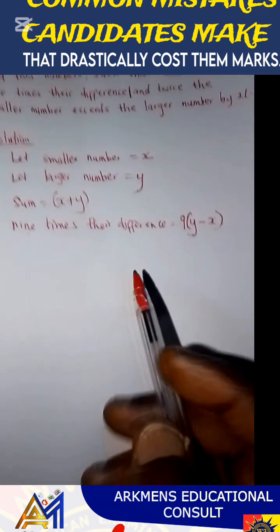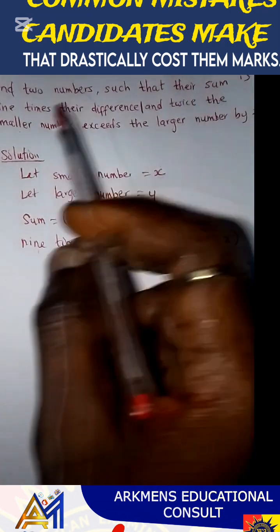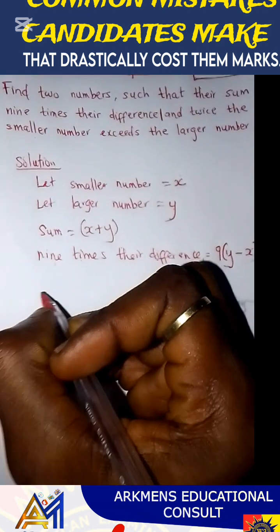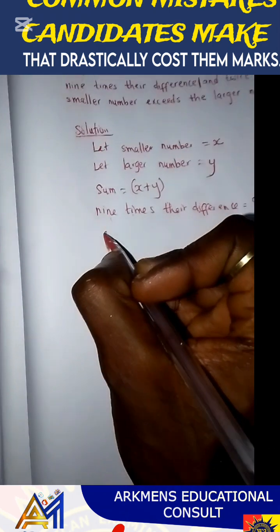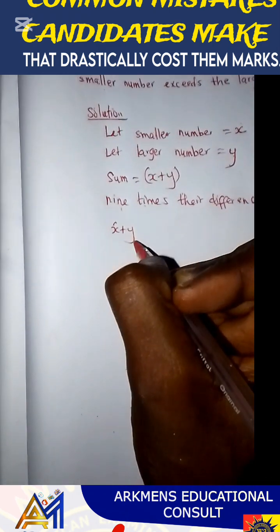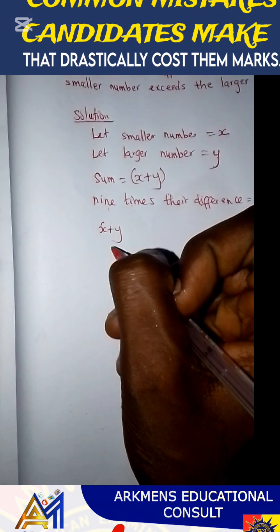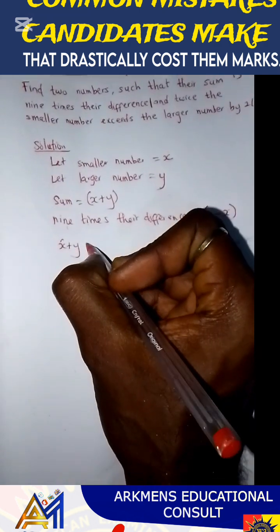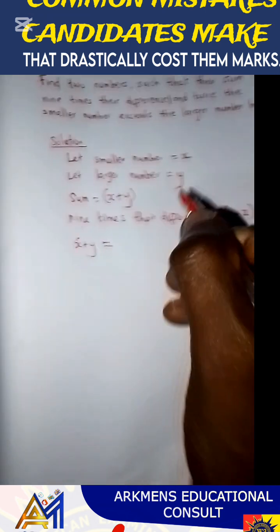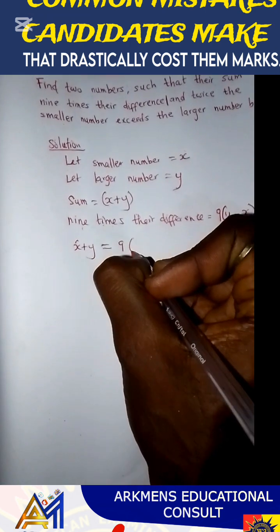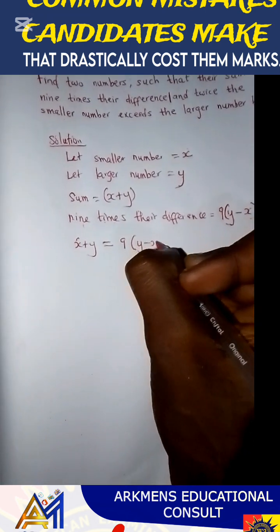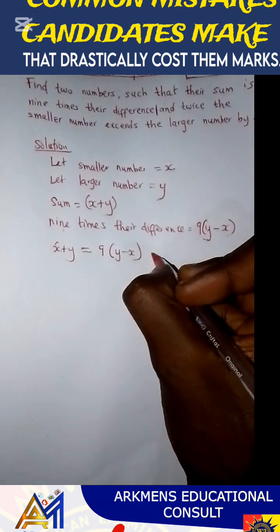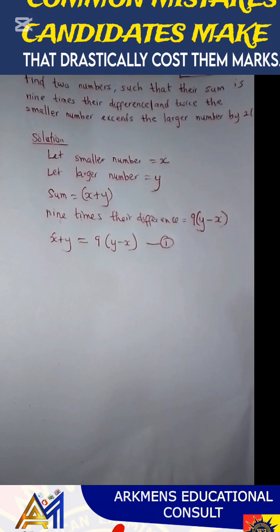It says that the sum is 9 times the difference. The sum is what you have done here, x plus y. Are you getting it? Good. And "is": anytime you get the word "is" in math, it stands for equal to. So it's 9 times their difference. So x plus y equals 9 into bracket y minus x. Take your time, you get it, okay? We have now put the expression. So this will be equation 1.